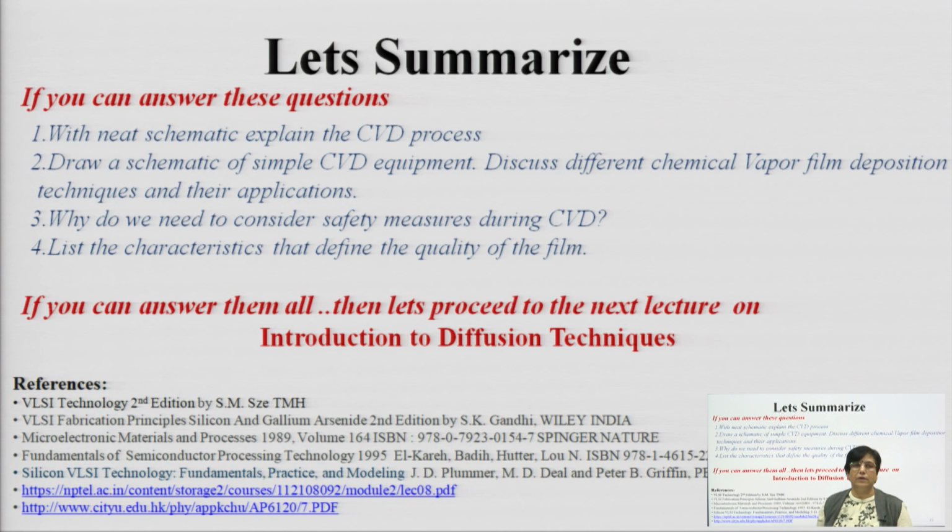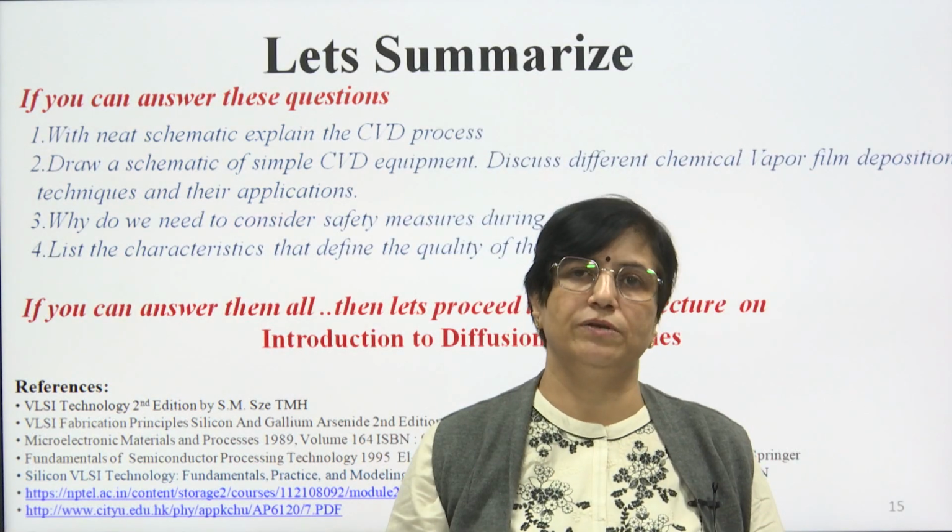So, let us summarize what we have studied. If you are able to comprehend the schematics of all these CVD processes, if you can identify the safety measures associated with chemical vapor deposition processes, and if you can list the properties which decide the film quality, we can proceed further with the other technique of IC fabrication, that is diffusion. Thank you.